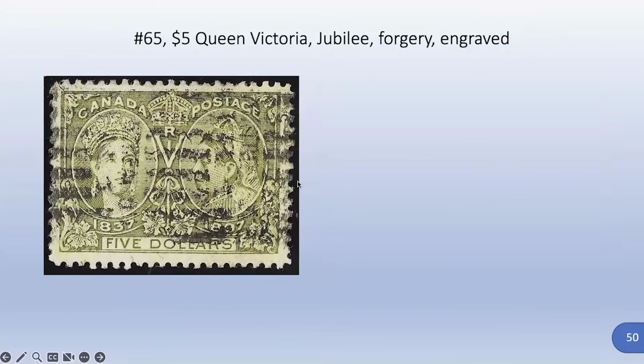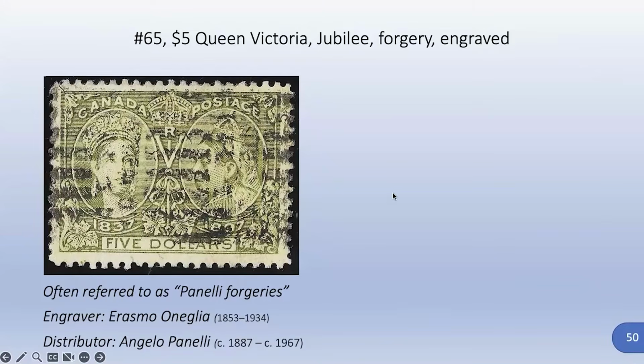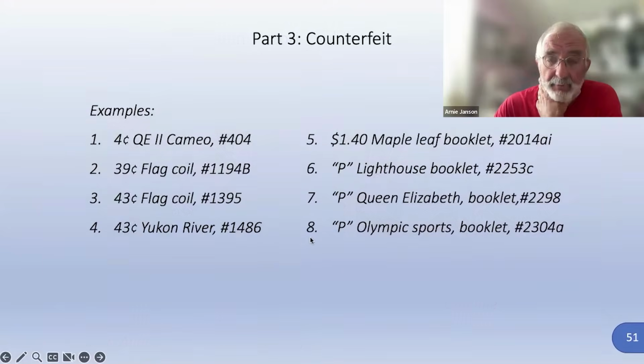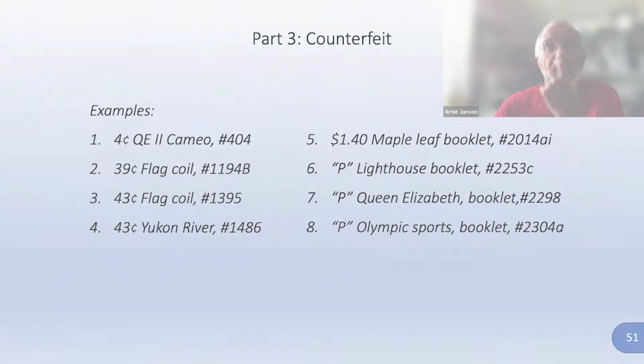Here's another engraved forgery, the Panelli forgeries. Engraver was Oneglia, but distributor was Panelli. So again, we see some very good quality. The difference comes in the lettering again. We see the fives, the lettering is distinctly different, quite a bit thinner on the Panelli forgeries. These are Oneglia forgeries. Counterfeit. Now, these are stamps that are produced to defraud the postal authorities, not intended really for the market.